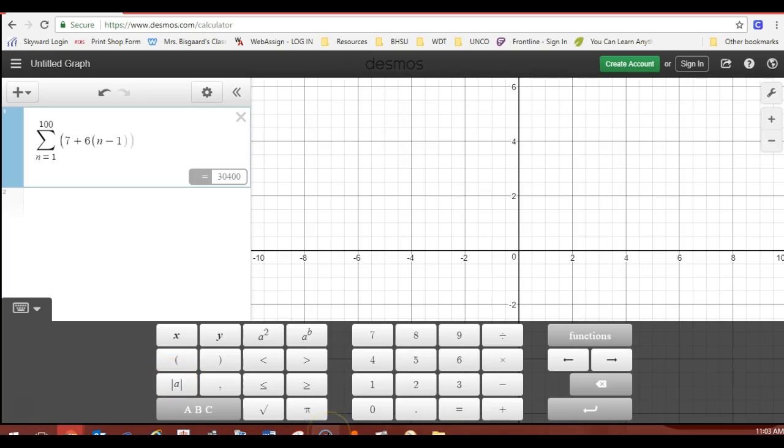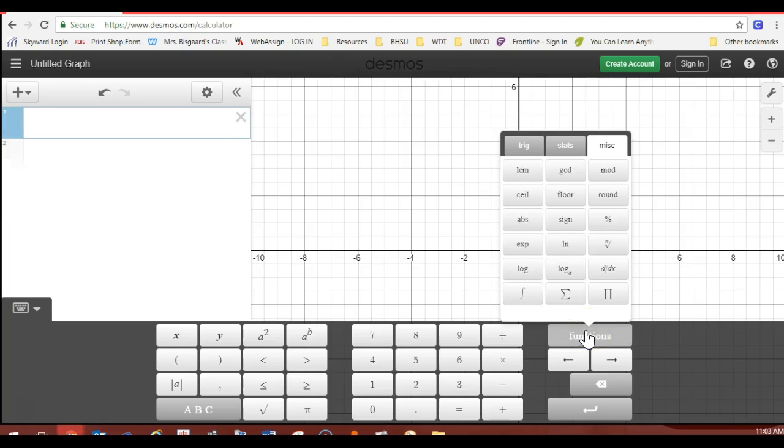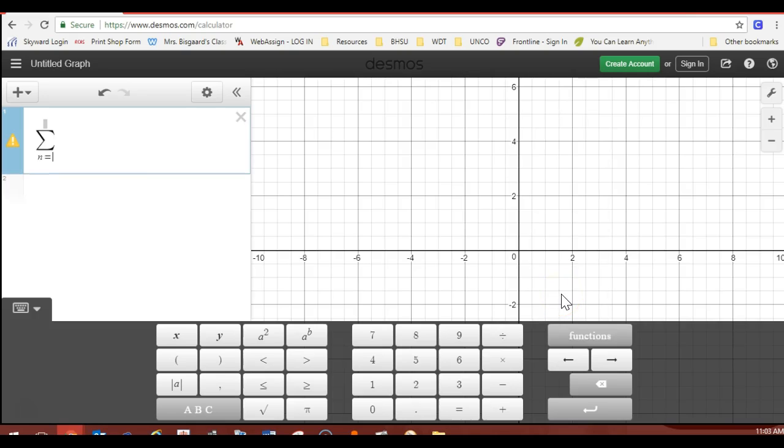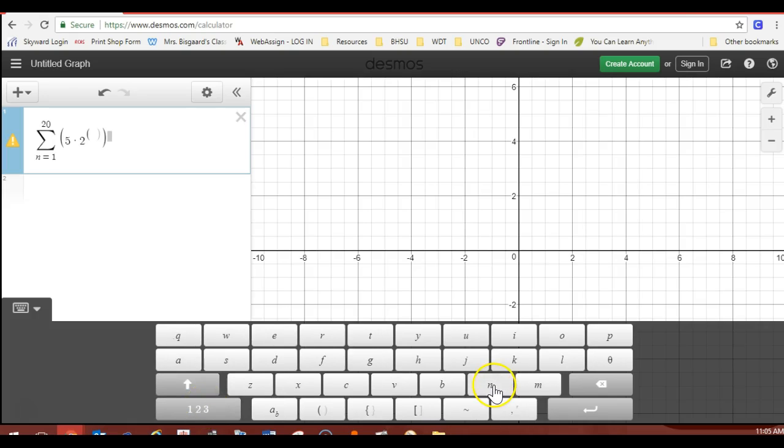So from here, I'm going to clear that out. If you go into Functions, Miscellaneous, you will see the sum right there. We're telling it to start at the first one, count through the first 20 terms, and Desmos won't find it unless you put your function in parentheses. So just be sure that you do that. Taking 5 times 2 to the power of n minus 1 is going to need to go here. Now notice that it just put me outside of the parentheses. So when you go to do this, you need to first hit your exponent, then parentheses, n minus 1.